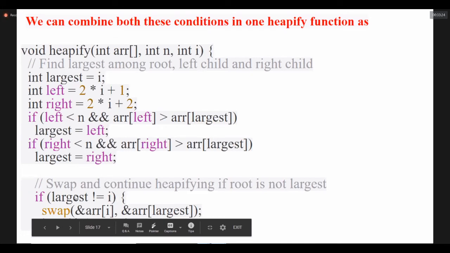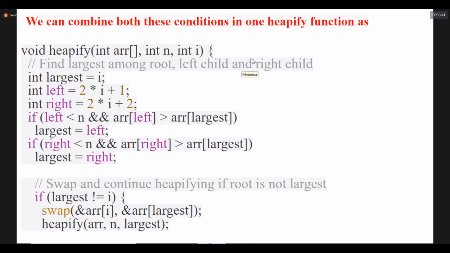The largest is changed or not. If the largest changes, it means either the left or right child is larger than the root. If the condition is false, it means the root is the largest one. Okay, got the point? Yes, swapping means take a temporary variable and swap it. Here it is an array. Swap ampersand of array. Okay, we call the swap.